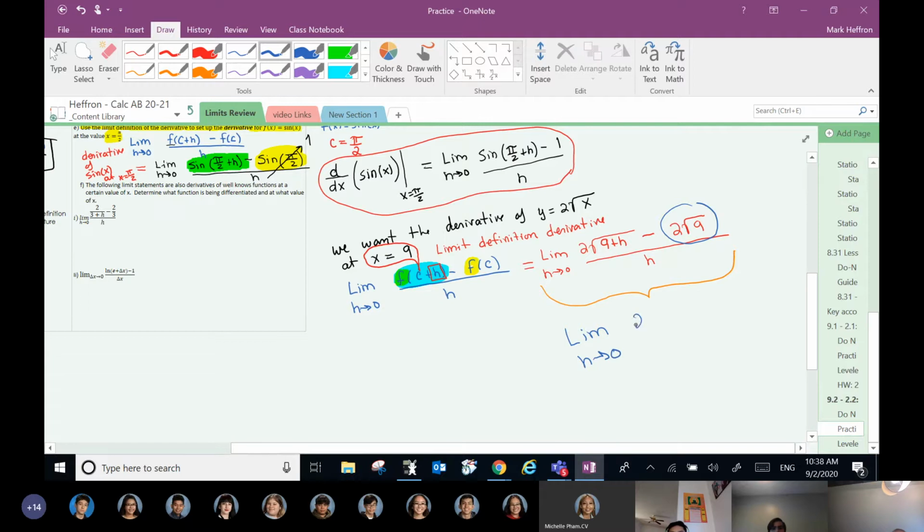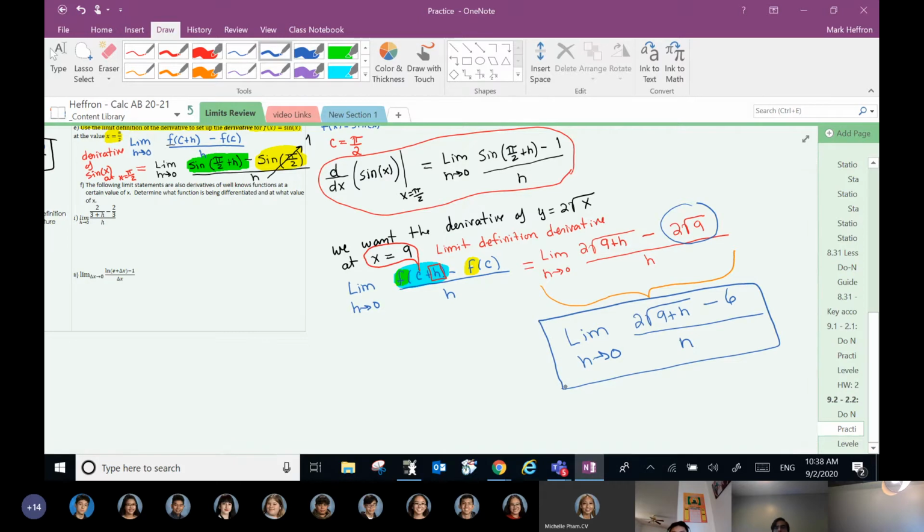What happens when we try to go backwards? What if I told you, hey, the limit as h approaches 0 of 2 square root of 9 plus h minus 6 all over h is a derivative? Would you be able to tell me what function it was the derivative of? Hopefully, but it might take a while because this yellow part might mess you up. But if we can realize, hey, this is really just f of 9, and I have to figure out what the function is, that would sort of help me.